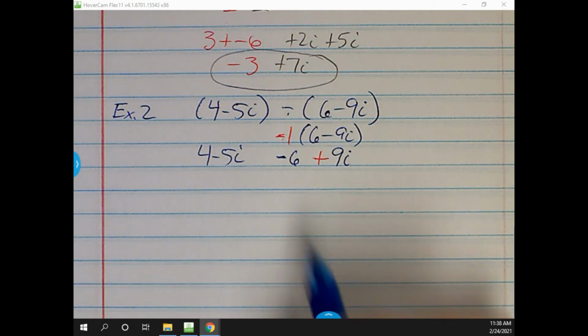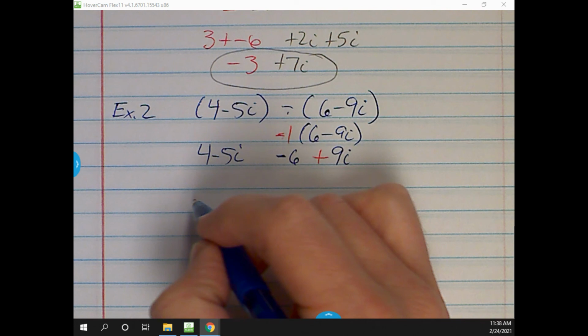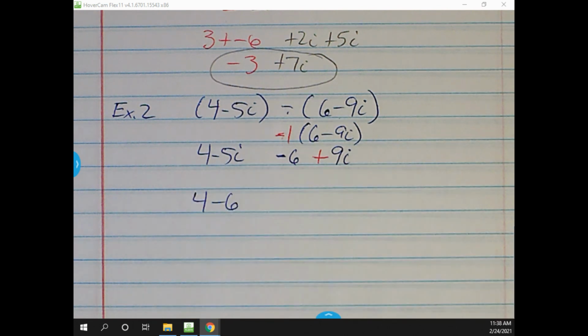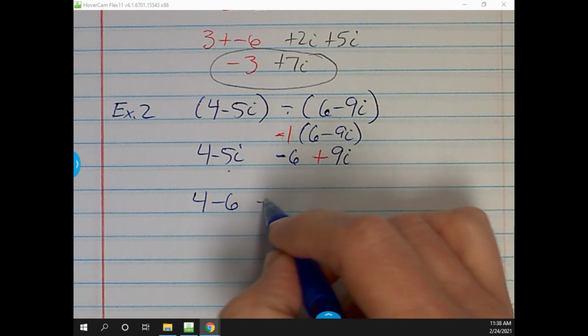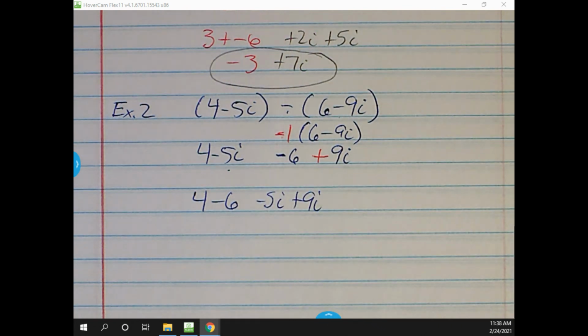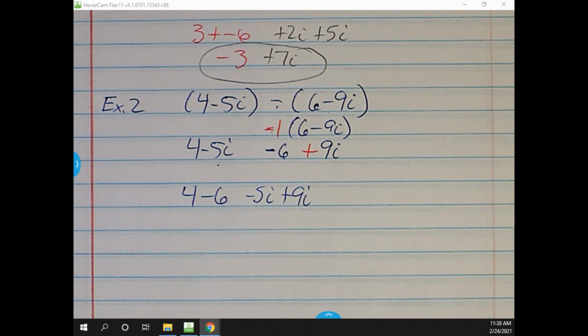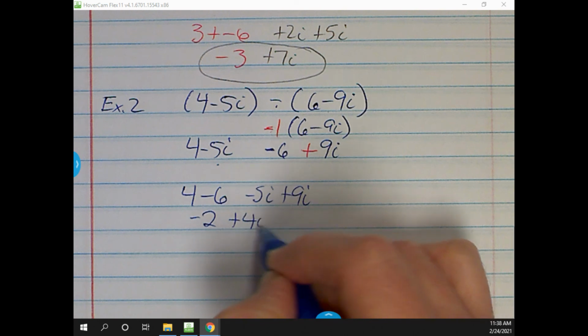Once you've changed these signs, now you can go back in and rearrange everything. Now it's 4 minus 6 for the numbers, and then it's -5 plus 9 for the I variables. So it's -2 plus 4I.